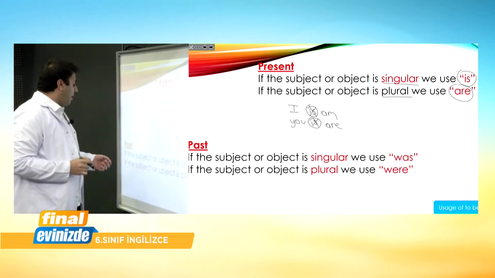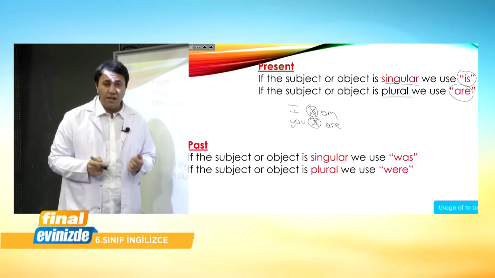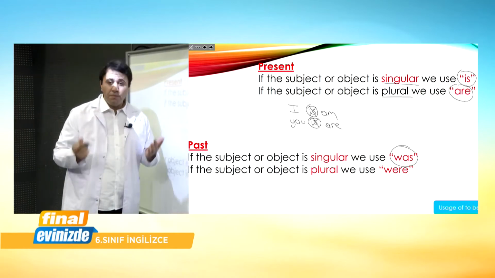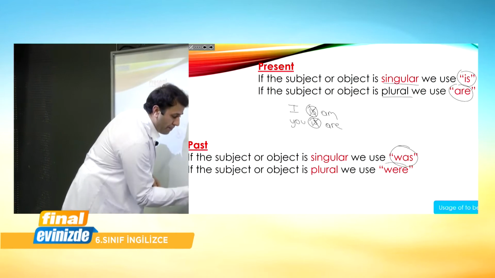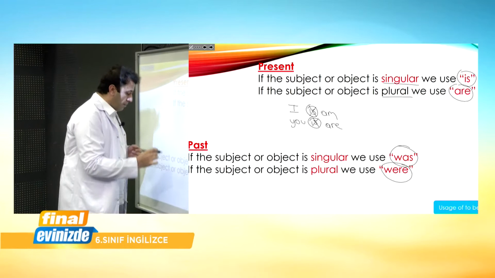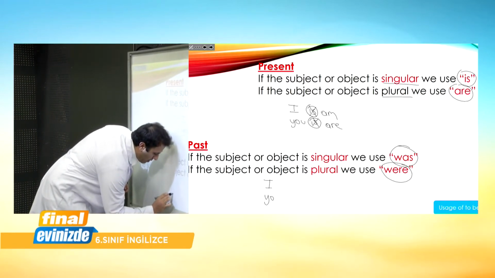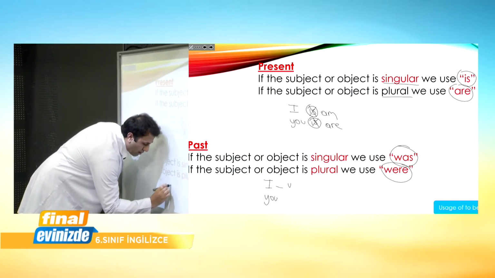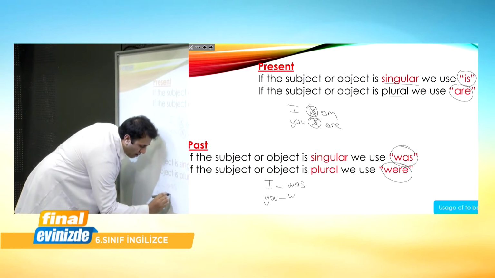When we come to the past, if the subject or object is singular, we use was. If the subject or object is plural, we use were. Okay? Not to confuse, I'm going to write here I and you. Okay? I goes with was in the past, and you goes with were.